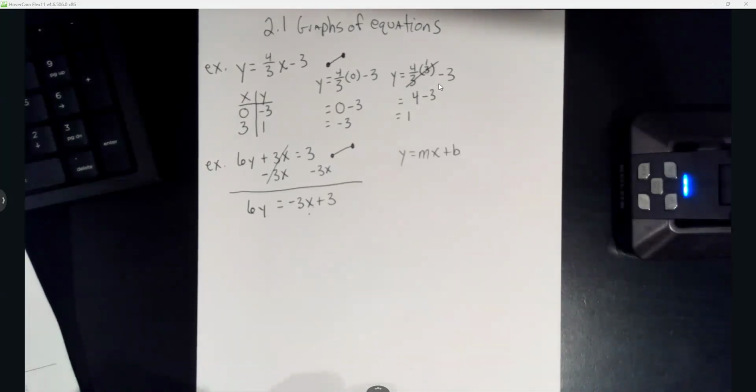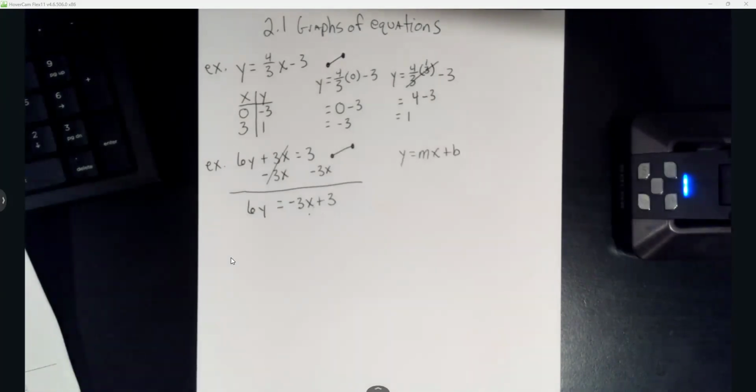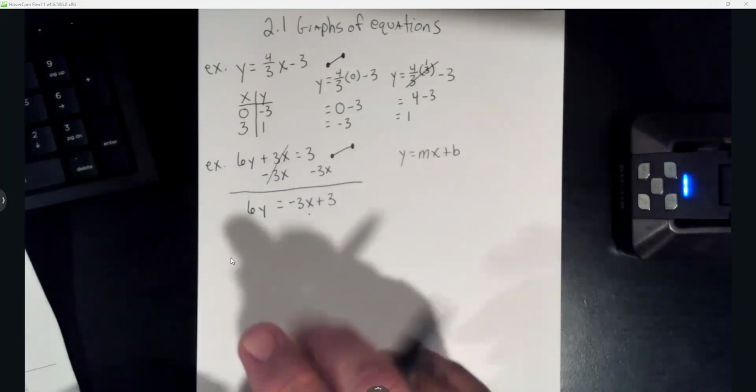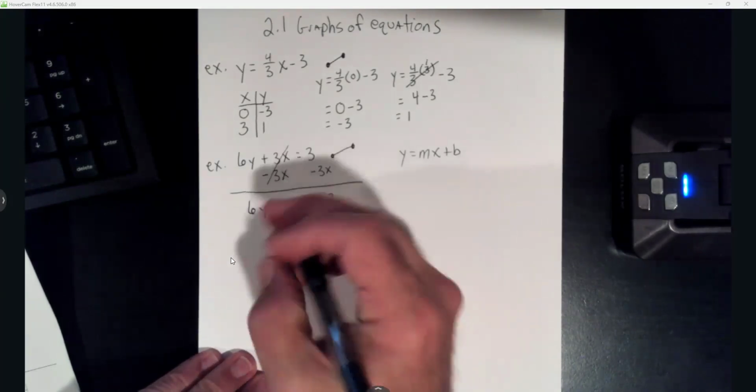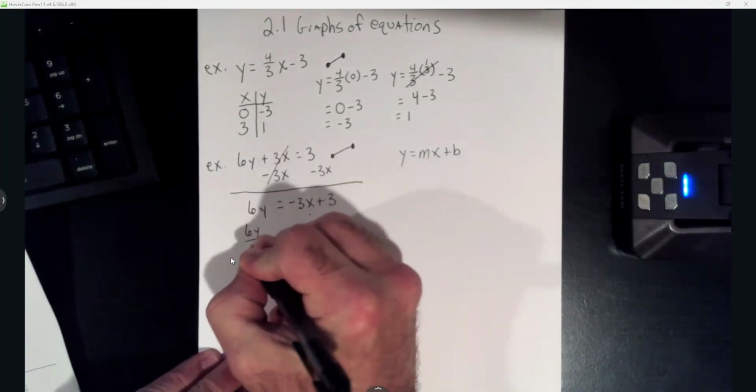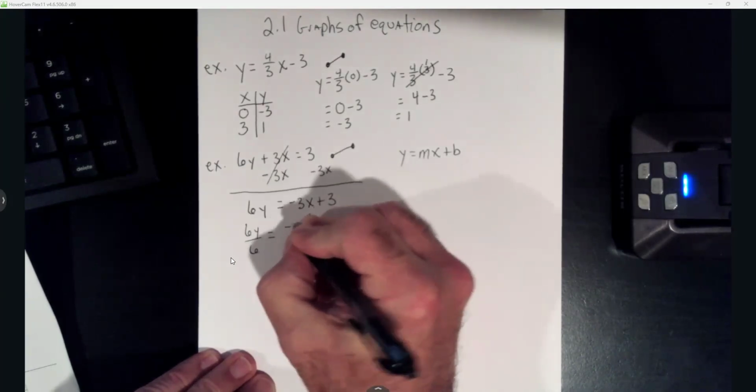Alrighty, now, I'm going to divide everybody by 6. So y'all, multiplication and division are distributive. So if you do it to one term, you got to do it to every term. So come in, divide everybody by 6.